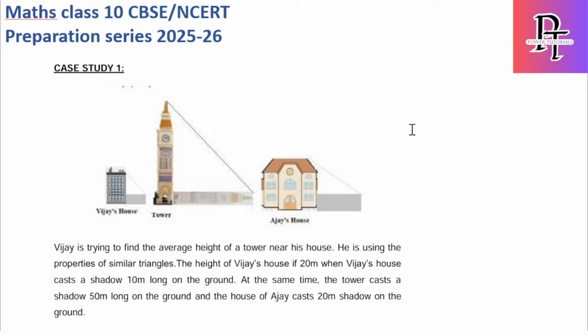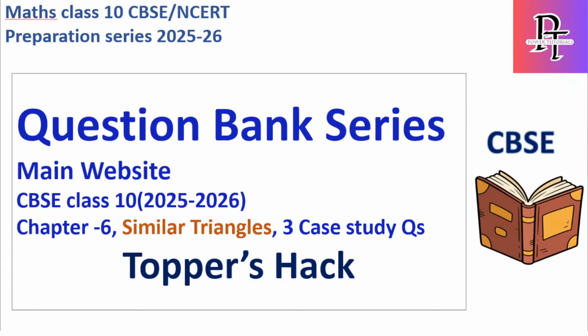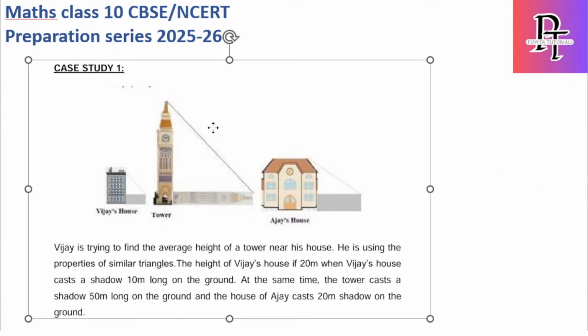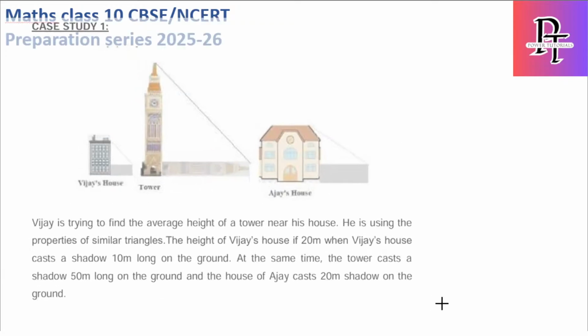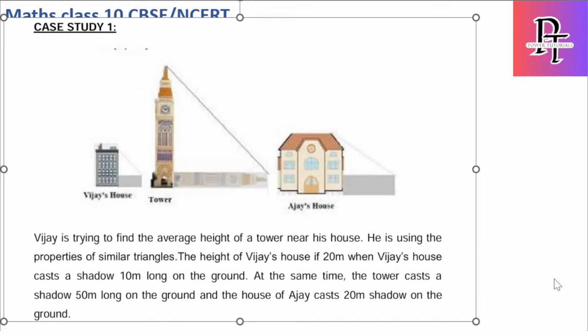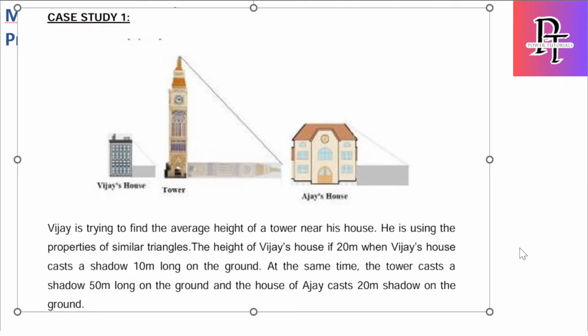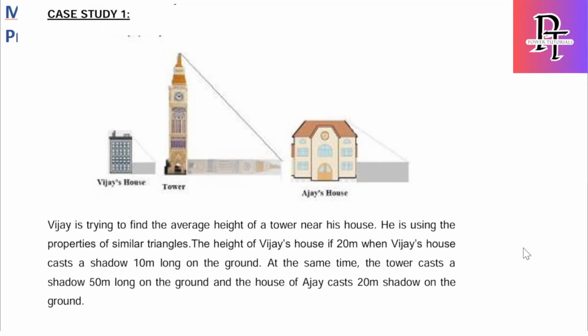So in this case study, if you notice, we have three things. One is Vijay's house, second is the tower. Okay, let me zoom this out. Okay, hope now it is better. So here, if you notice, we have a total of 3 diagrams. One is Vijay's house, second is the tower, and third is Ajay's house.